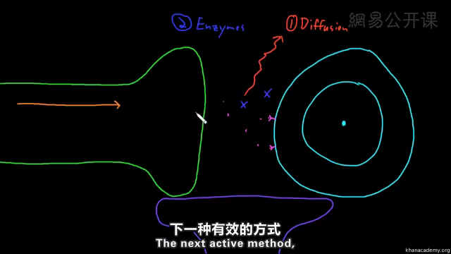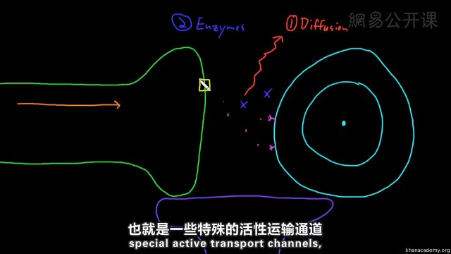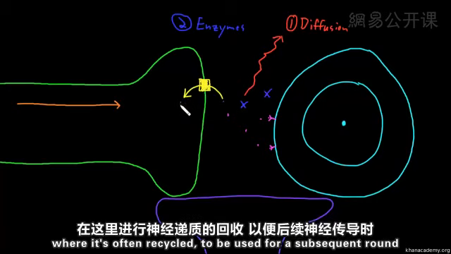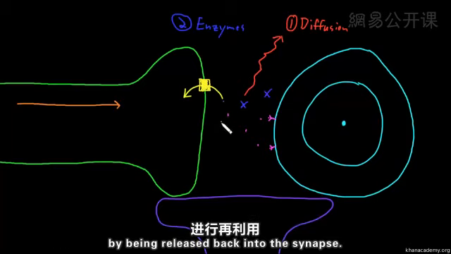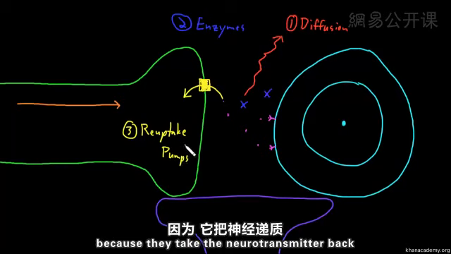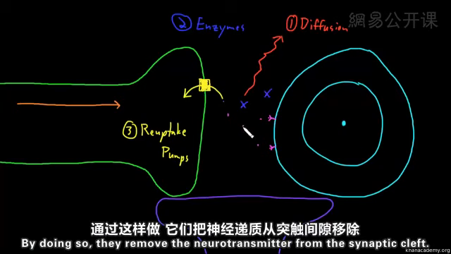The next active method is that some presynaptic membranes contain special pumps, special active transport channels that actively pump back in the neurotransmitter into the axon terminal, where it's often recycled to be used for a subsequent round of neurotransmission by being released back into the synapse. So these pumps are called reuptake pumps, because they take the neurotransmitter back into the axon terminal where it came from in the first place. And by doing so, they remove the neurotransmitter from the synaptic cleft.